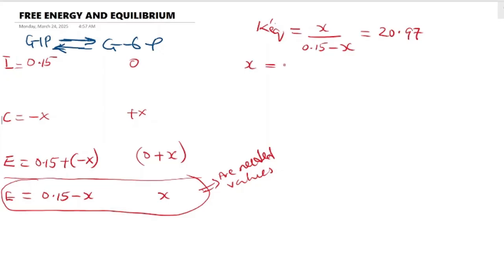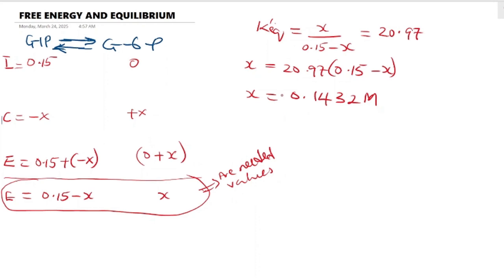Then we have 20.97 times the bracket of 0.15 minus X. So if we go ahead and do our algebra, what we have is X is equal to 0.1432 molar.